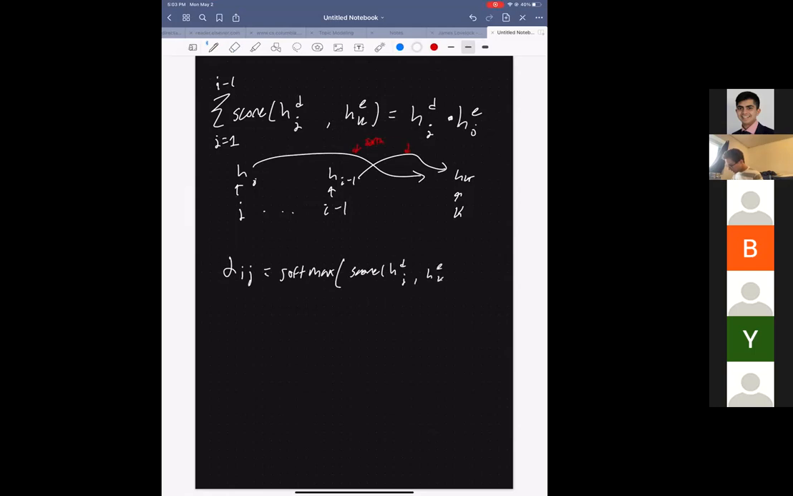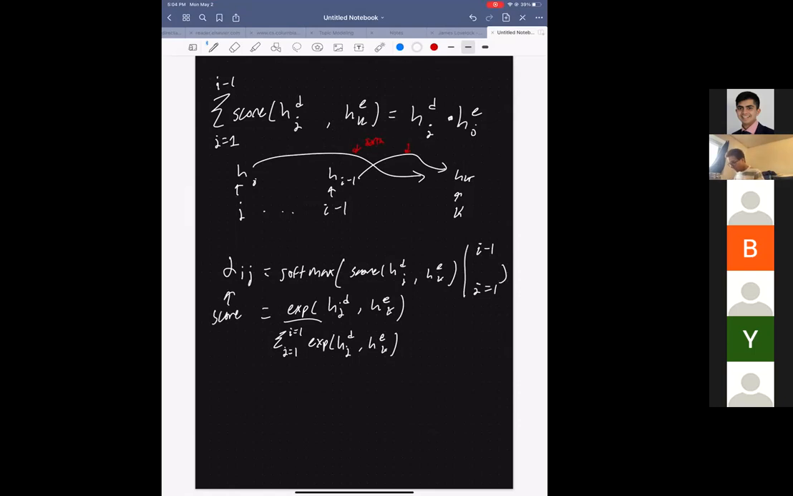HDJ, HEK. And we do this for all J from 1 to I-1, right? And this softmax is just going to be, for each specific J, from J equals 1 to I-1, you're going to have the X, XJD. And this is going to be for a specific J. This is how we calculate the scores. These are the scores. This is sort of like the weighted average part of the attention.